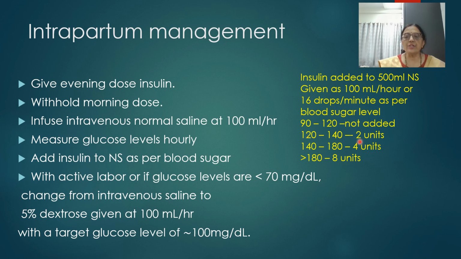This is called titration of insulin, normal saline titrated with insulin. 140 to 180, add 4 units. More than 180, add 8 units. So 144 is there, 4 units. 122 is there, 2 units. And 180, 8 is there, 8 units. I have remembered this way. You can also have your own way of remembering. More than 120 but less than 140 is 2 units. 140 to 180 is 4 units. More than 180 is 8 units.